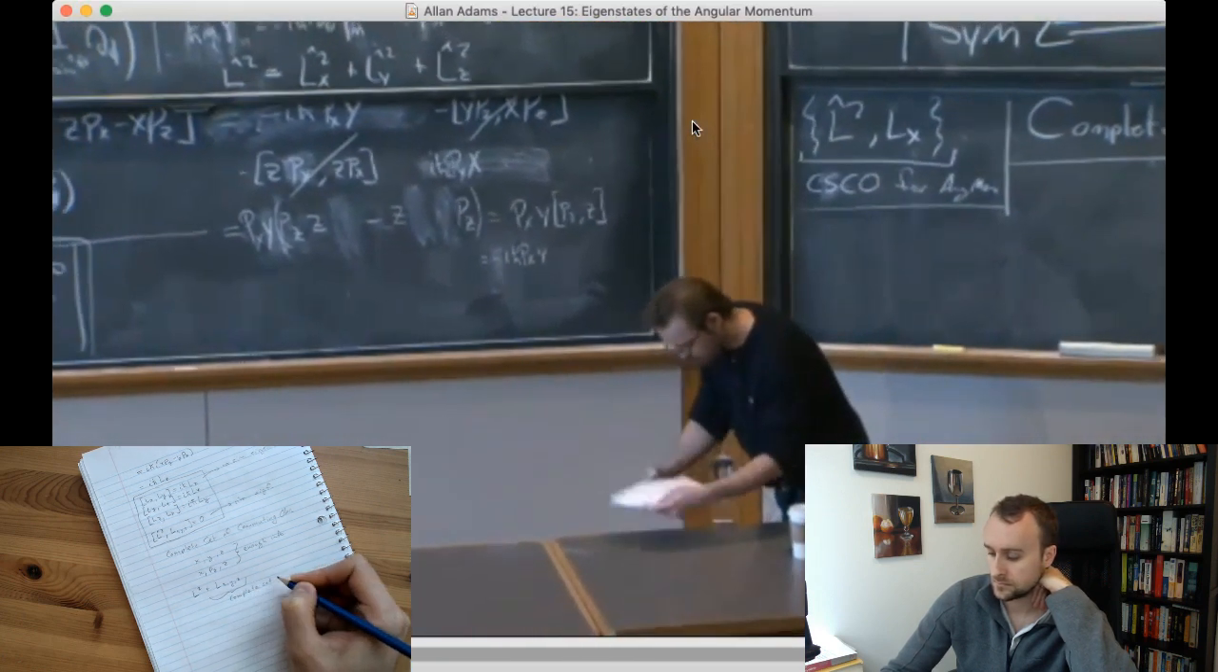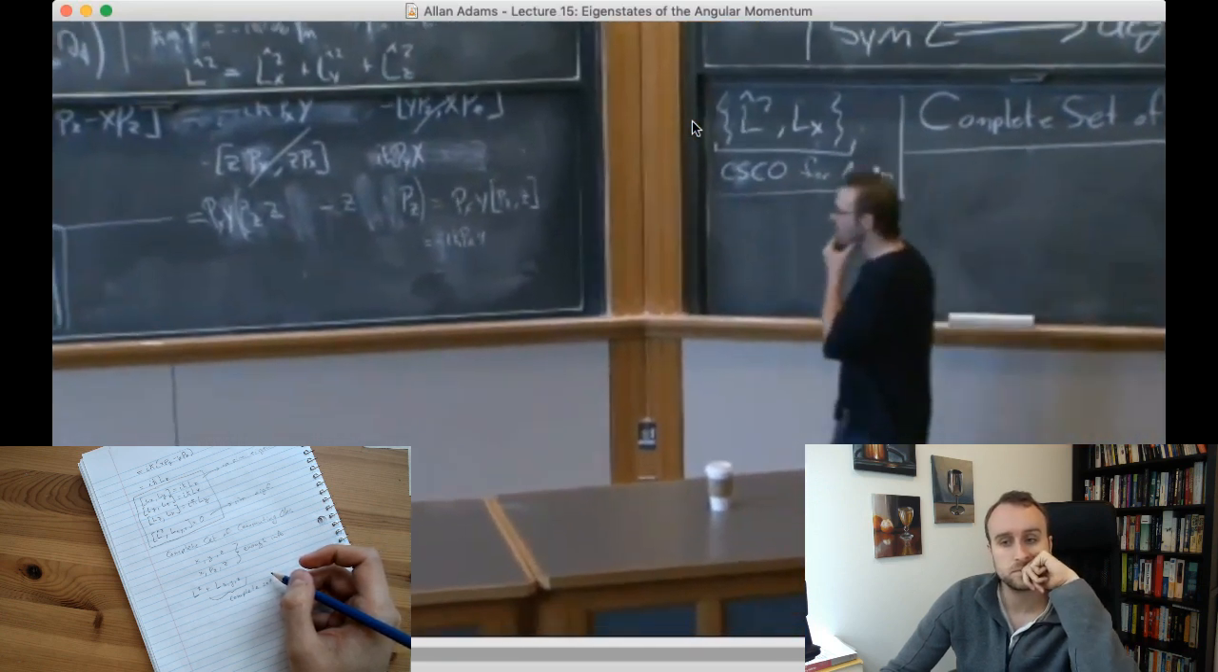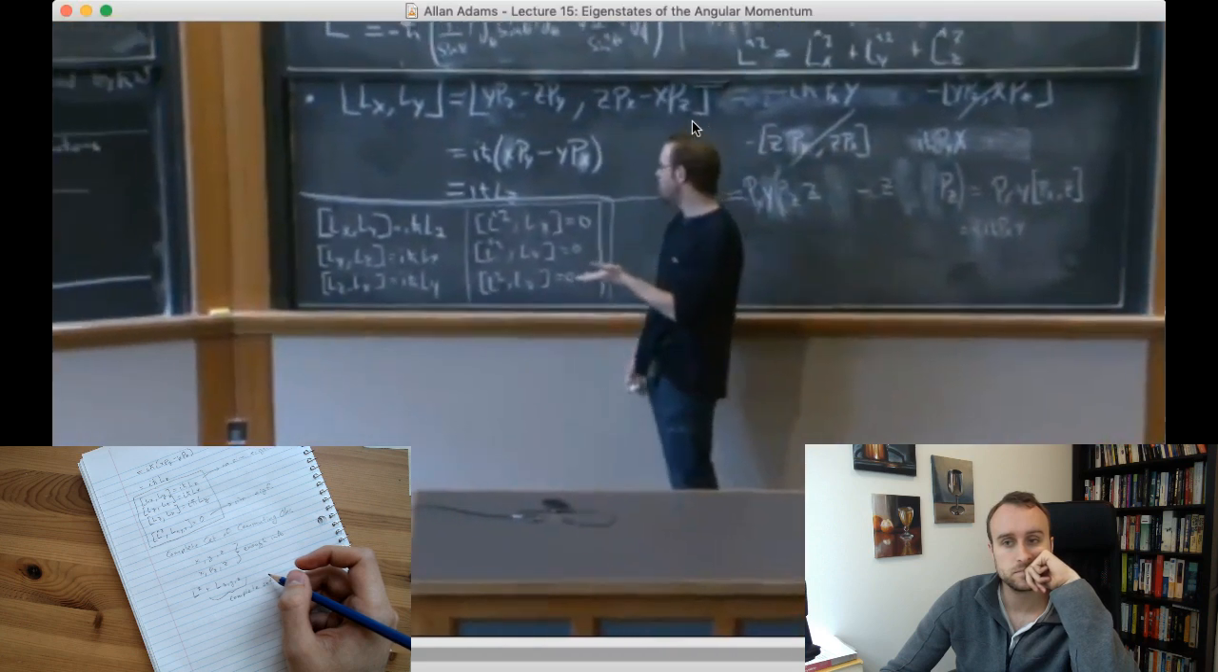And here's going to be the key. Here's going to be the key juice. So we'd like to use the following fact. We want to construct the eigenfunctions of our complete set of commuting observables.